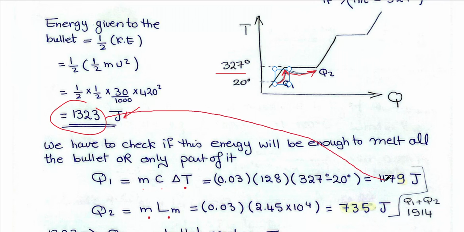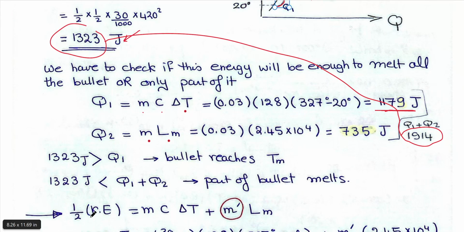Is this amount sufficient to do both steps? No, it is less than both steps. It is greater than Q1, but it's less than Q1 plus Q2. So this amount of heat energy will increase the temperature of the bullet until reaching the melting temperature, and then it will melt part of the bullet, not all of the bullet.